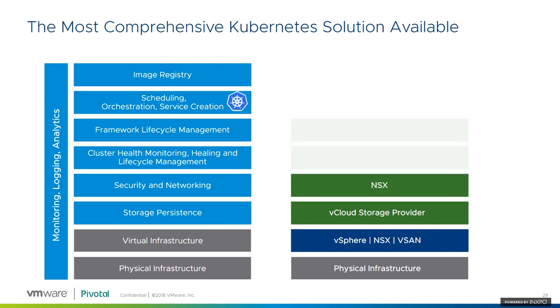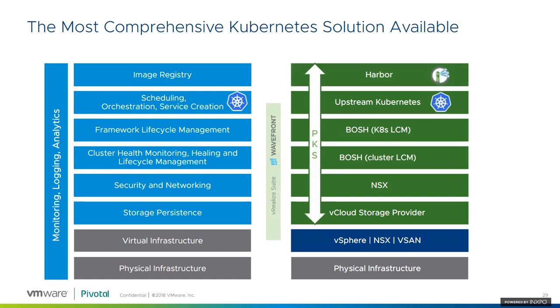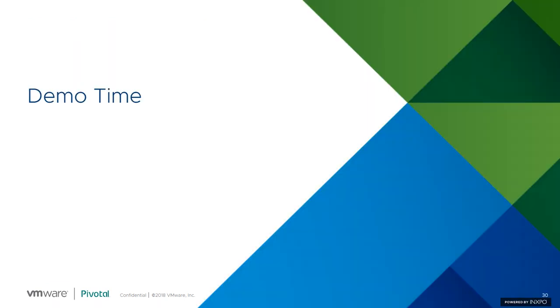That's going to give us storage. Networking provided by NSX. BOSH is handling the life cycle of the actual platform itself. You, of course, got just vanilla upstream Kubernetes, and we got our Harbor container registry. That is what PKS provides you. It's going to put all this together for you in a consistent and repeatable way. And we've got the whole vRealize suite and potentially Wavefront there, which are supporting technologies for the management and the operations.